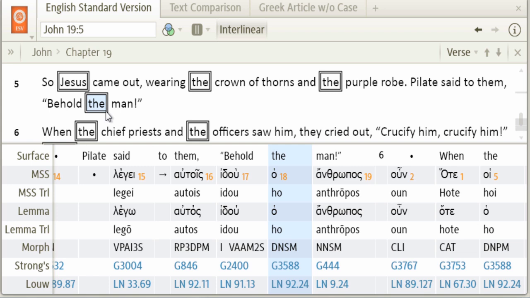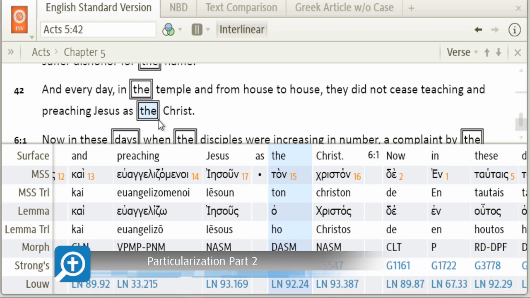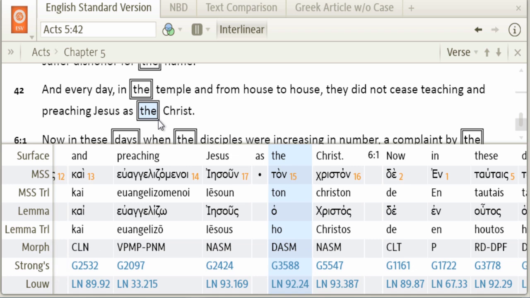This particularizing function of the Greek article is really common. And so the question you want to ask when a noun is being modified by an article is, is this noun being distinguished in any way from another noun? And so to answer that question, you'll have to look at the broader context. In Acts 5:42, we have two Greek articles here indicated by the visual filters. Verse 42 reads, "And every day in the temple and from house to house, they," meaning the apostles, "did not cease teaching and preaching Jesus as the Christ."